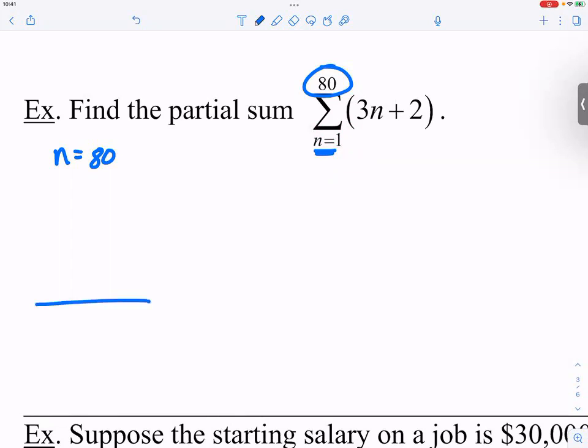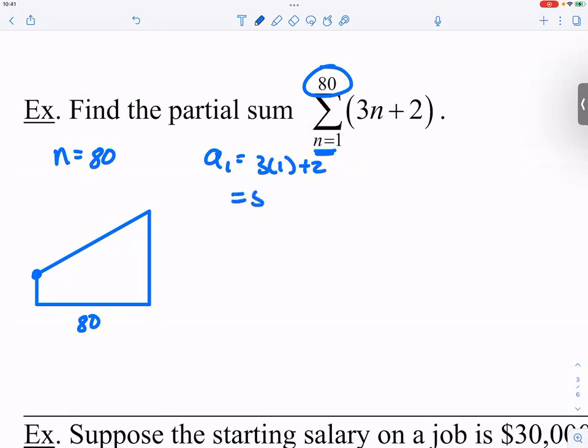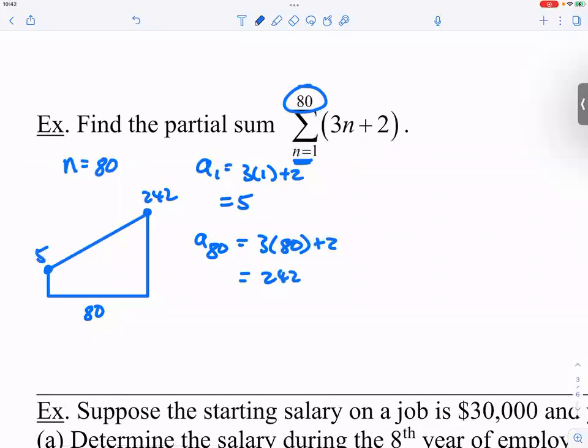Again, I would like to help you visualize this as a little trapezoid. So you have a little trapezoid right here. This is your 80. So A1, what's A1? We say A1, you put the 1 into the n, which is going to be 5. And what's your A80? Well, you put 80 into the n, so you have 242. Yes, 242.